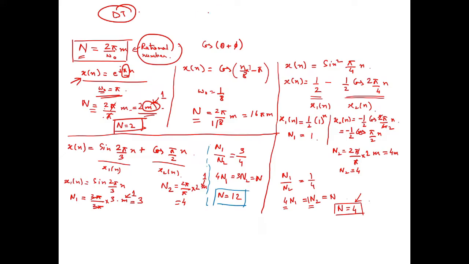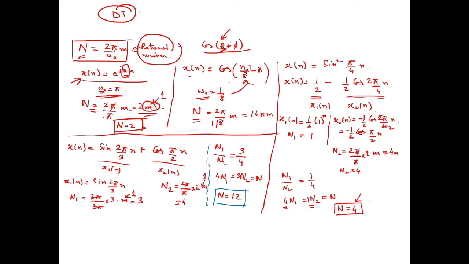Our next question is cos of theta plus phi. So x[n] equals cos of n by 8 minus pi. Now let us consider that this can be written as n by 8 multiplied by 1 minus pi. Because we have this theta component, it would contain the frequency component, whereas this phi component is basically regarded as the phase component.